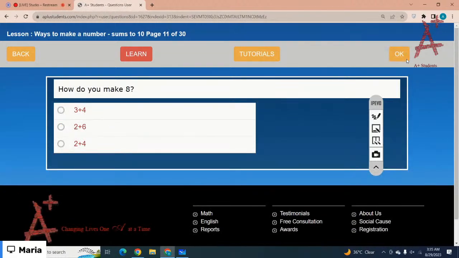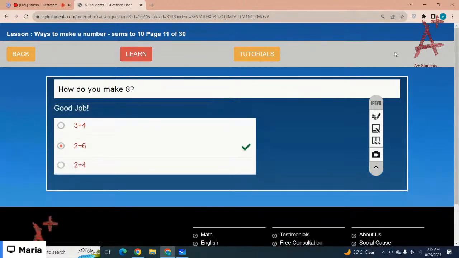How do you make 8? So which is the correct option? The correct option is 6 plus 2 makes 8. Option number 2 is the correct option.